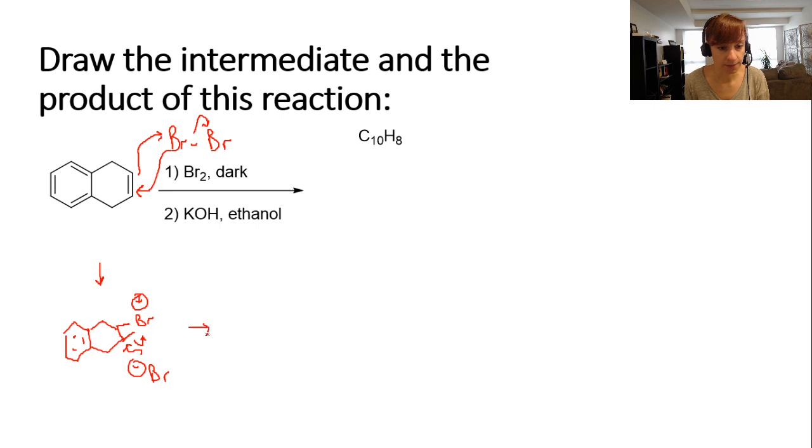And then we're going to end up with our intermediate, so our product of step 1, which is a dibrominated product. But there's no bromine in the chemical formula they gave us. So we're obviously not there yet. So this is the intermediate after step 1, or the product of step 1.